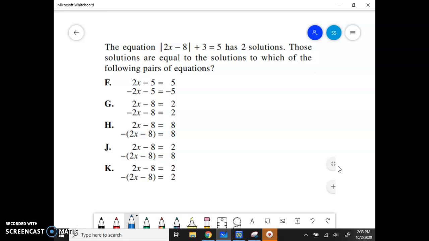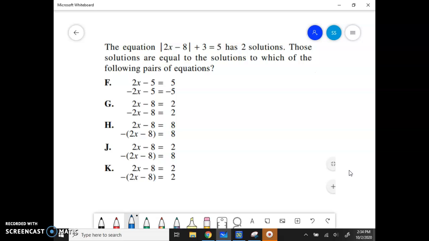All right, so just taking a look at this problem here, we have the equation, the absolute value of 2x minus 8 plus 3 is equal to 5 has two solutions. Those solutions are equal to the solutions to which of the following pairs of equations. So basically, this is a way to kind of confuse you a little bit. It's not just saying, what are the values of x, which is what we were doing last week. Basically, it's kind of stopping halfway in the problem and asking you where you would be from there.